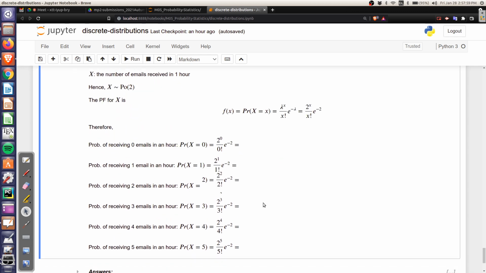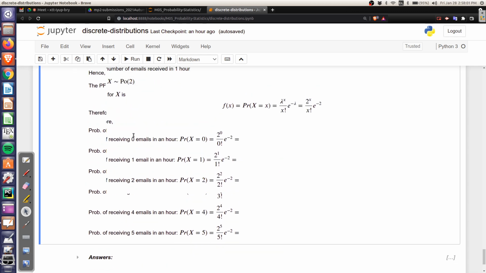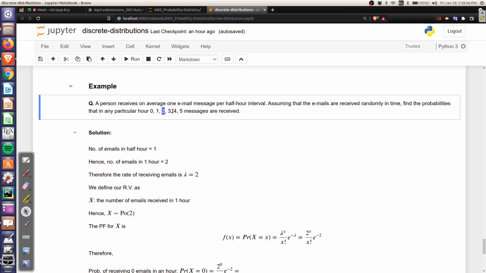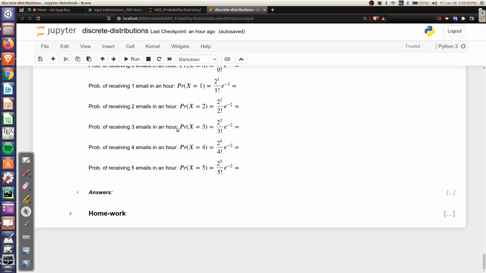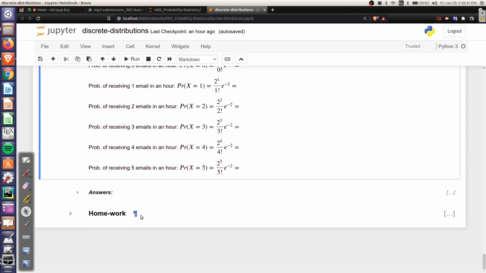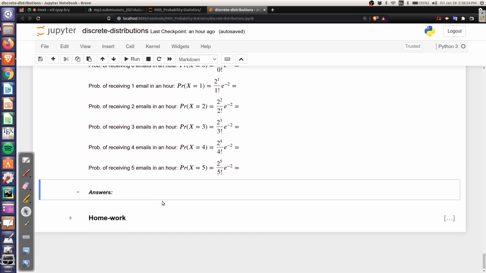Okay, so what is the probability of receiving 0 emails in 1 hour? So we want to find out the probability of getting 0 emails, 1 email, 2 emails, 3 emails, 4 emails and 5 emails. So probability of getting 0 emails, what will that be? All you have to do is wherever there is x, replace that with 0. So 2 to the power 0 by 0 factorial into e to the power minus 2, which you can calculate. Probability of receiving 1 email per 1 hour is 2 to the power 1 by 1 factorial, replace x with 1. Probability of receiving 2 emails is 2 to the power 2 by 2 factorial into e to the power minus 2 and so on. Okay, I have calculated these answers using a code.